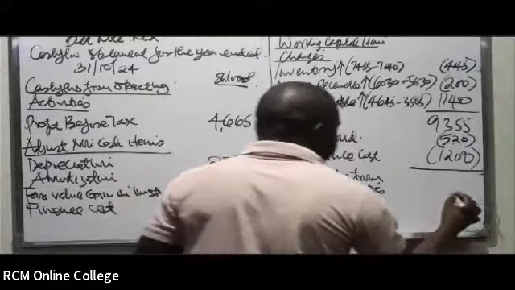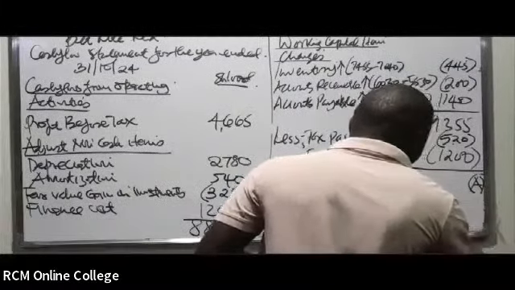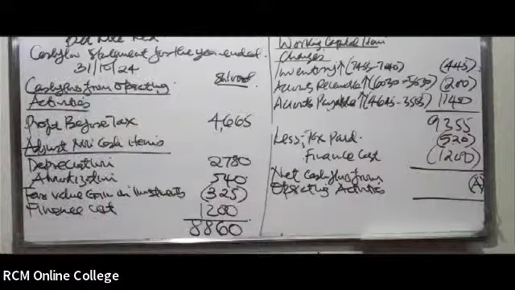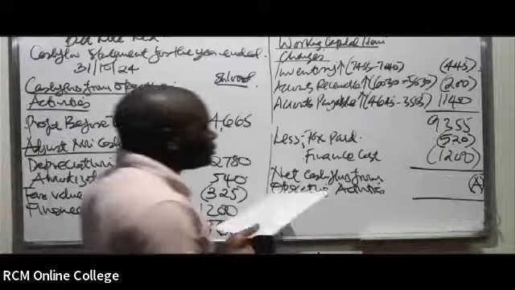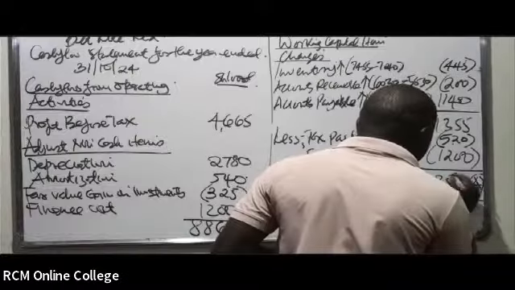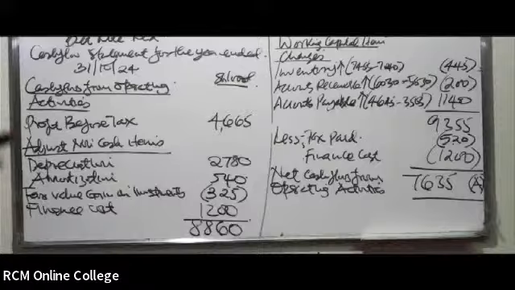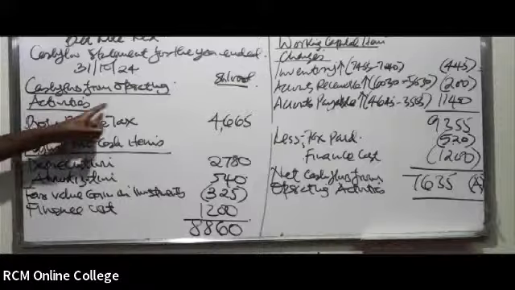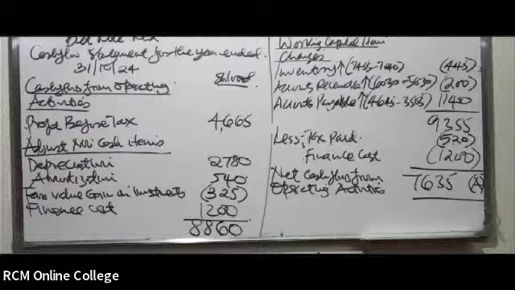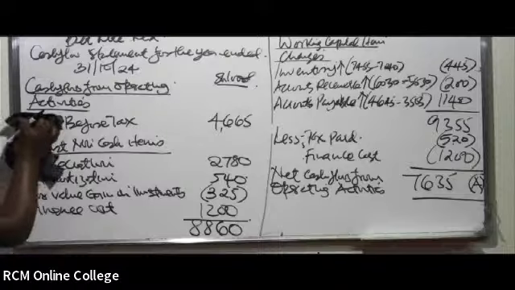Then now the final figure for part A. What is the final figure for part A? So 9355 minus 520 minus 1200. You're getting 7635. So that is the first part. So this is how you present it. The first part of cash flows from operating activities. So you can go to the second part, which in this case is now cash flows from investing activities. Hope you are through with here.